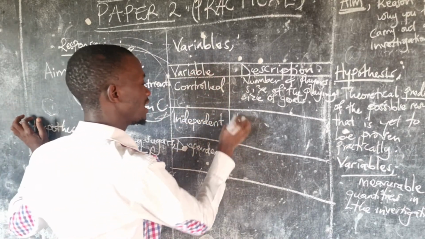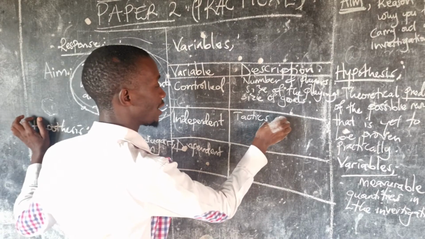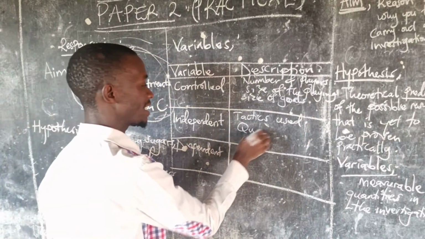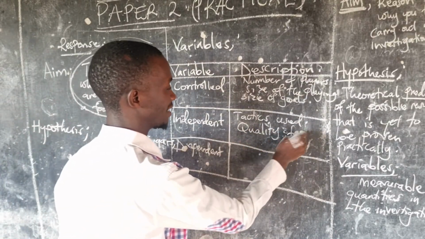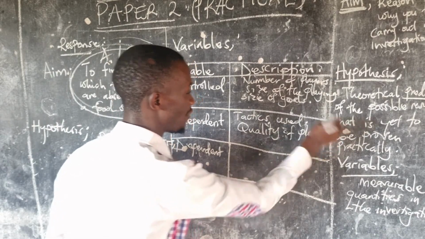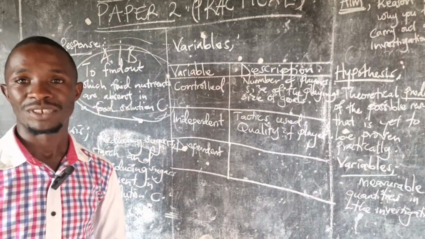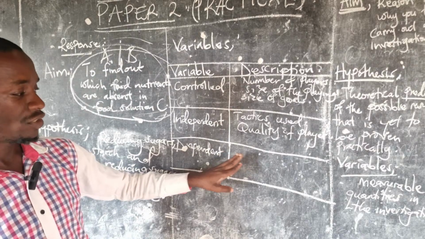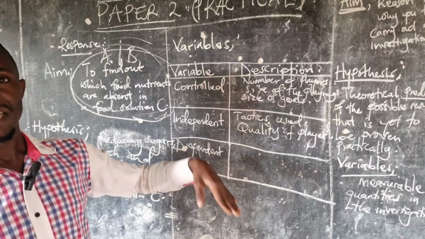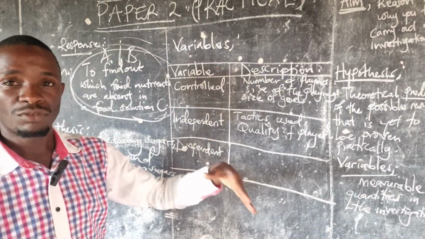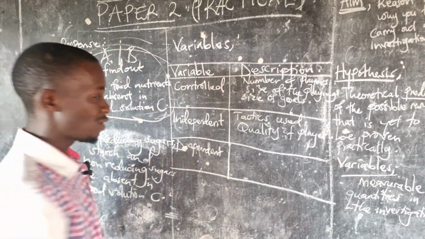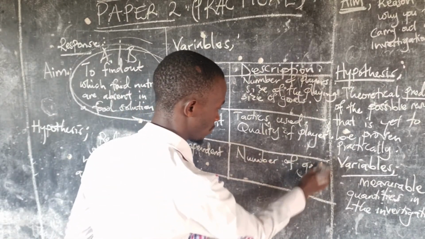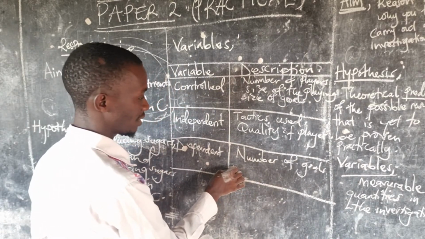The independent will be the tactics used per team, and then the quality of players. Yes, they are 11, but are they of the same quality in every position? So these two determine the results. They are the ones that vary so that we can get results. Then the overall result of a game that will separate between a strong team and a weak team will be the number of what? The number of goals scored.